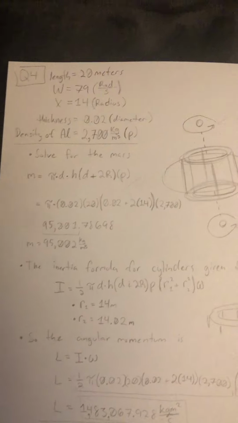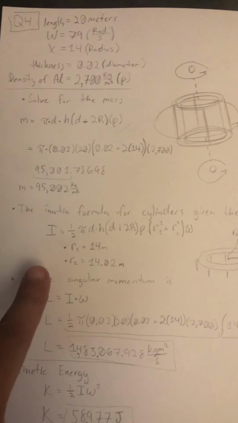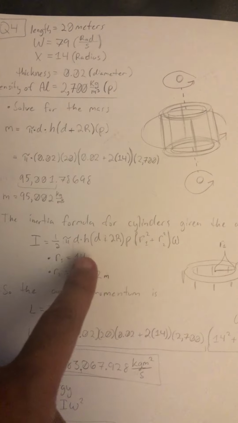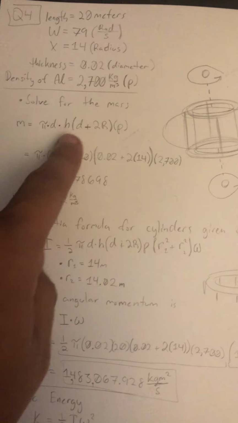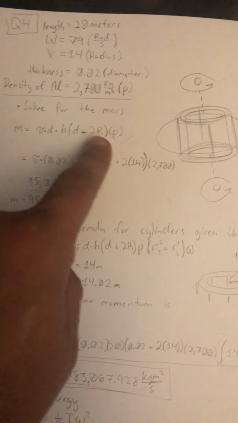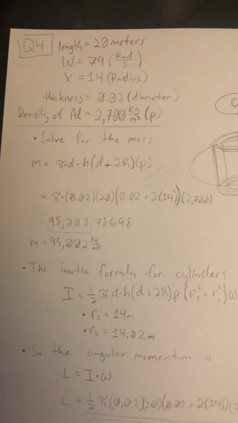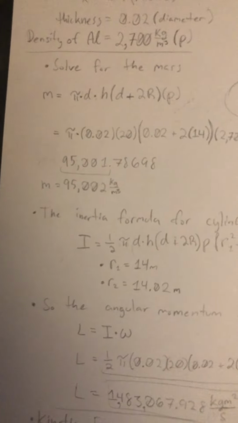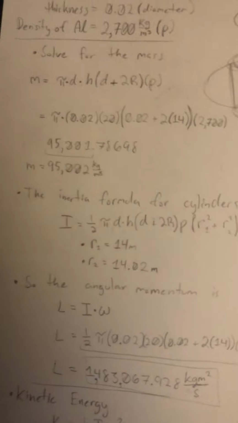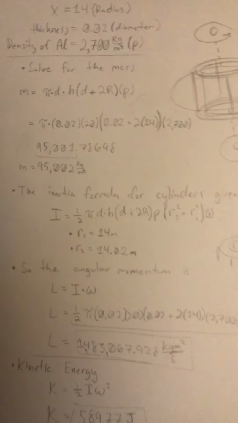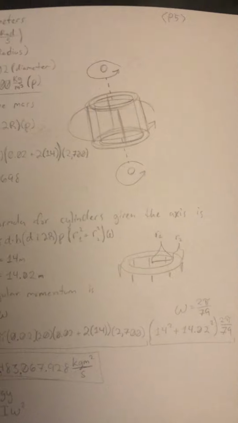The initial formula that I found for the inertia formula, rather, for cylinders was this, and this was the one that was for the mass just in itself. When I plugged in the numbers, the mass that I found was 95,000 kilograms per cubic meters, and there was a lot of confusion on this one.